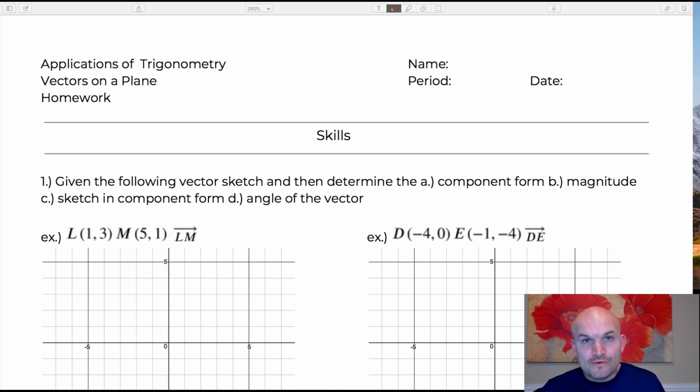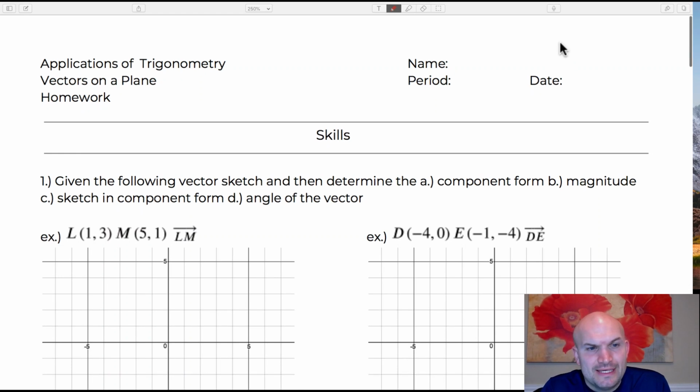Last one, I went over the quiz on our first part of our applications in trigonometry. And today I am going to go over vectors on a plane. So we're kind of switching gears away from triangles, but we're not going to get completely away from triangles, as you will see here on the live stream.